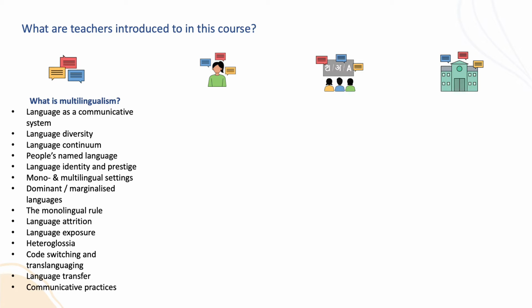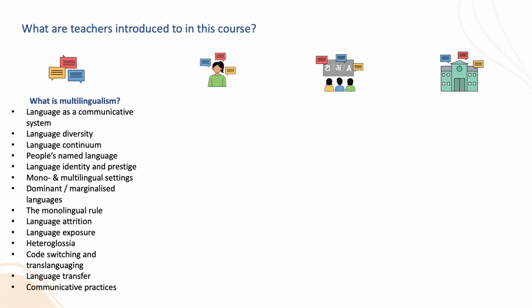And within a school system, it could also be that there is a preference for a monolingual rule in the classroom and in the school, and what that means for children and what that means for language and its survival. The top message over here is that because it's a communicative system, we need to become aware of what our communicative practices are.